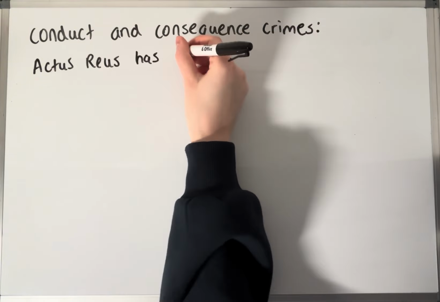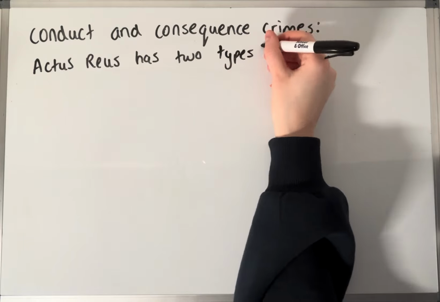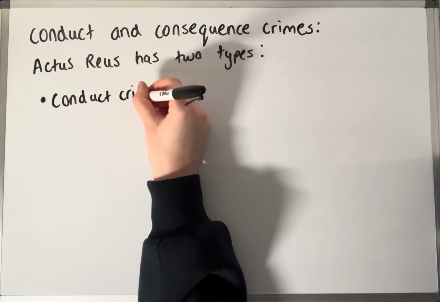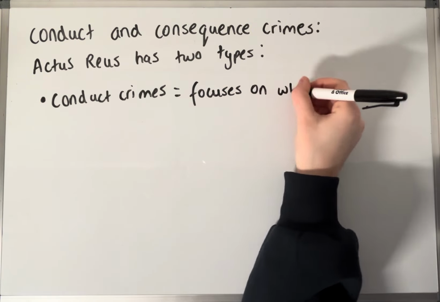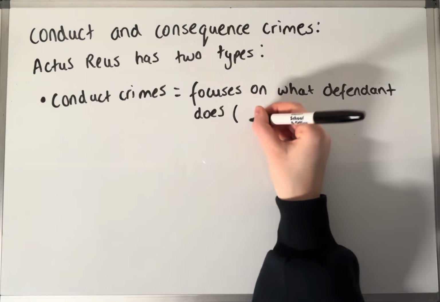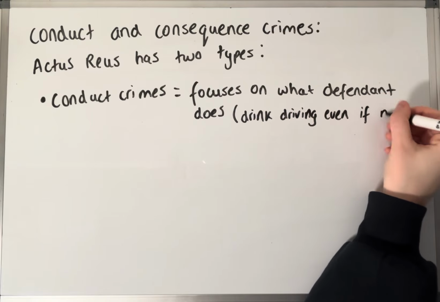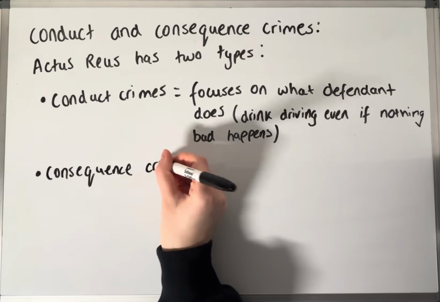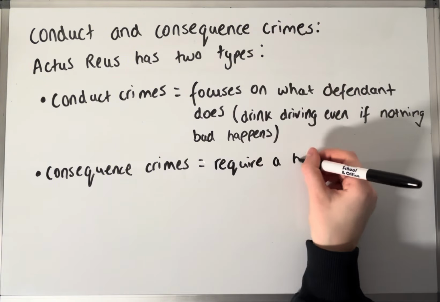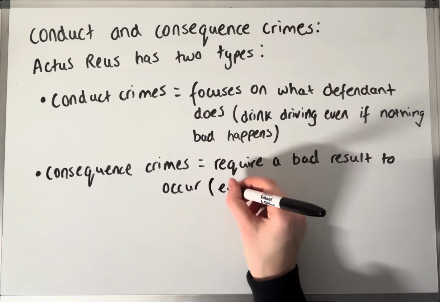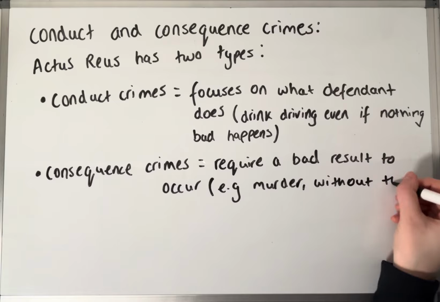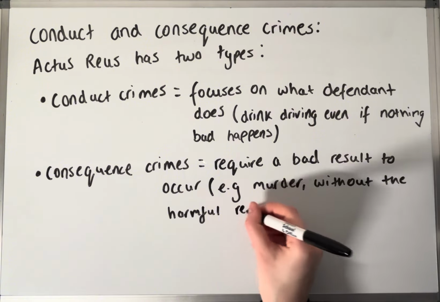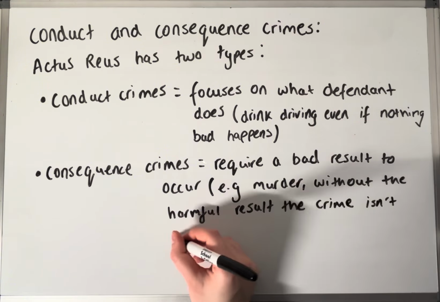Essentially what this means is that Actus Reus has two types. This is conduct crimes, and these focus on what the defendant actually does. So drink driving, even if nothing bad happens as a result. Then there's consequence crimes. These require a bad result to happen. An example would be murder: without the actual harmful effect, this crime is incomplete.